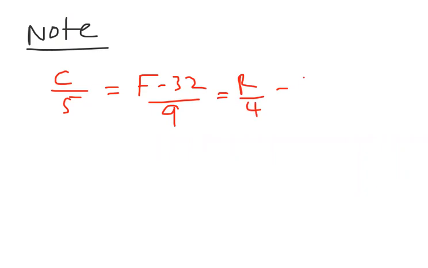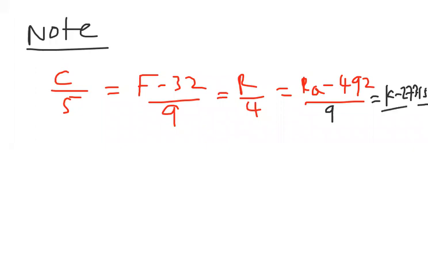So I can write that C by 5 is equal to F minus 32 by 9, R by 4, Ra minus 492 by 9, and K minus 273.15 by 5. The faulty thermometer is not required. So like that we can make it simplified.